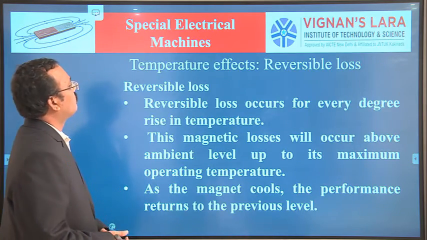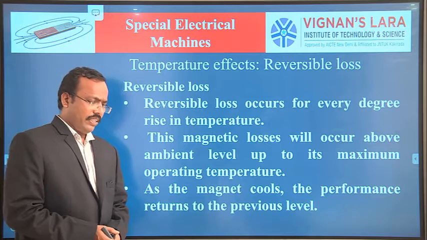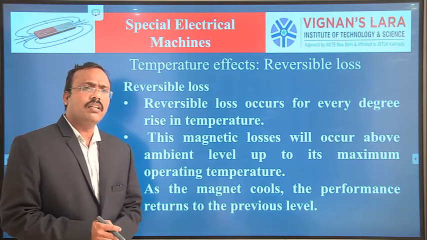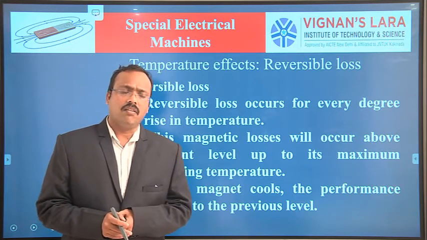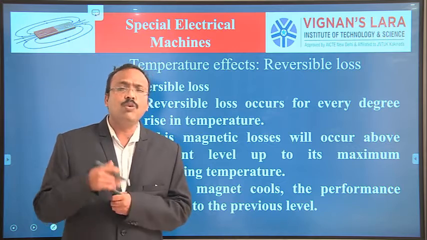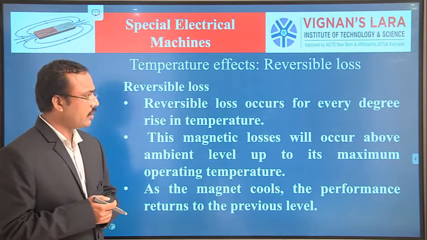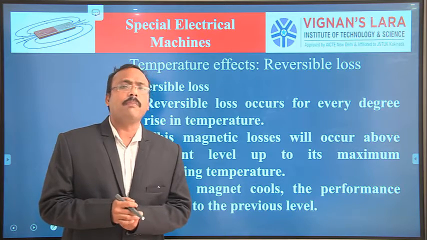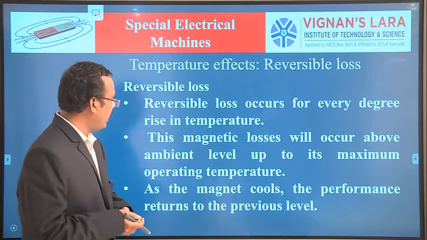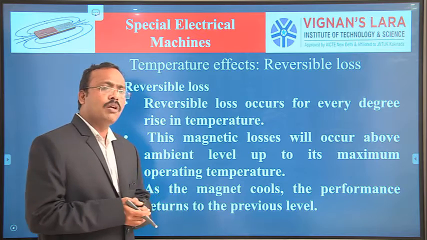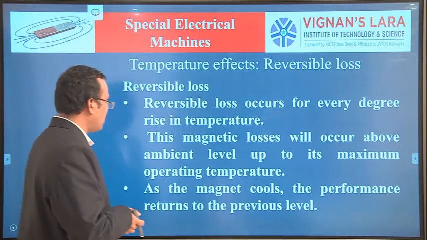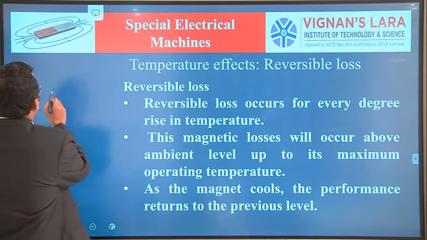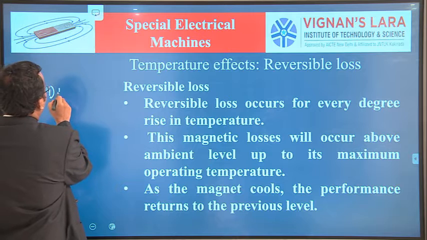Next one, temperature effect. What are the changes in the permanent magnet material due to temperature? Temperature plays an important role in permanent magnet applications. We will see there are three types of losses. The first loss is called reversible losses.